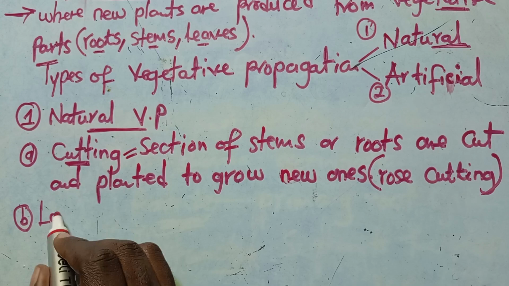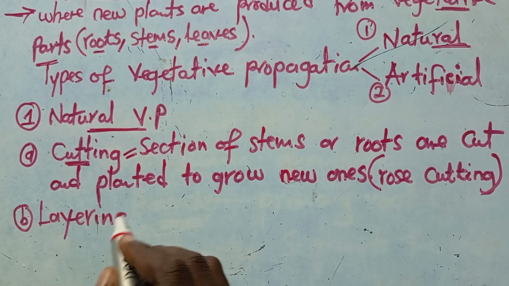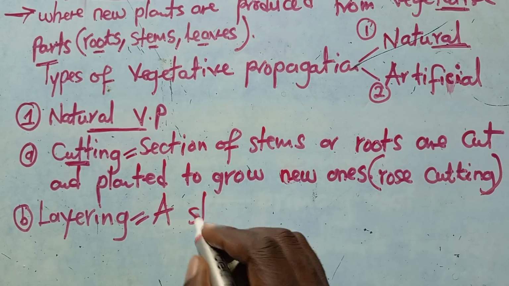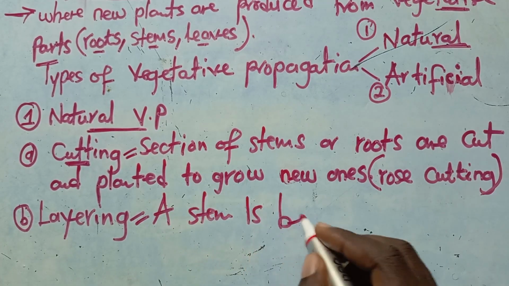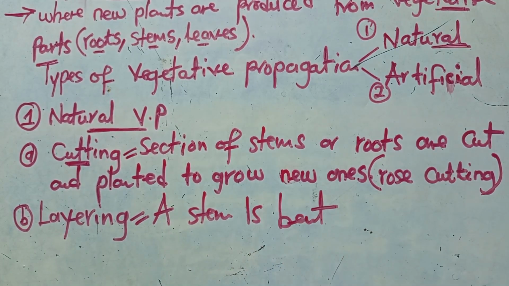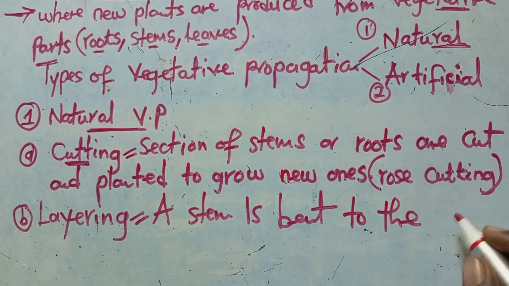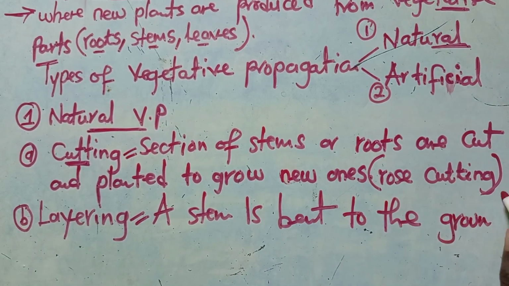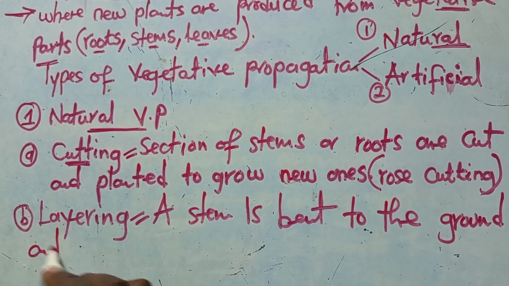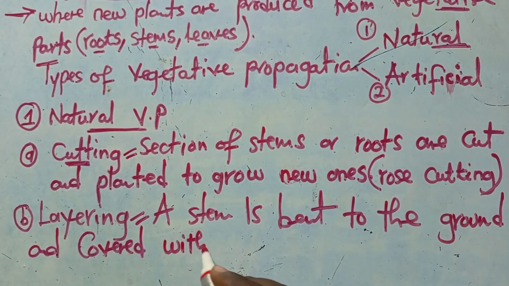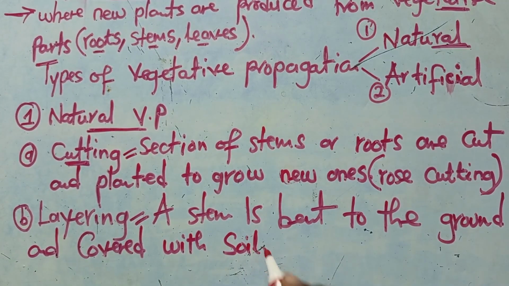The second one is called layering. What do we mean when we say layering? A stem is bent to the ground and covered with soil.